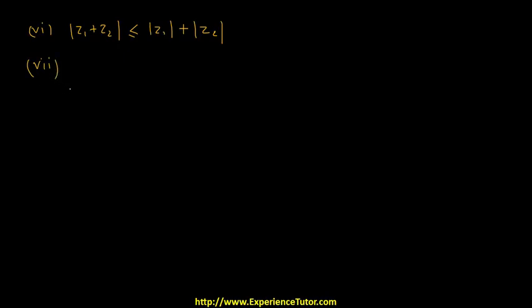Property number 7: modulus of z1 minus modulus of z2 is greater than or equal to modulus of z1 minus modulus of z2, if we take the modulus of both.